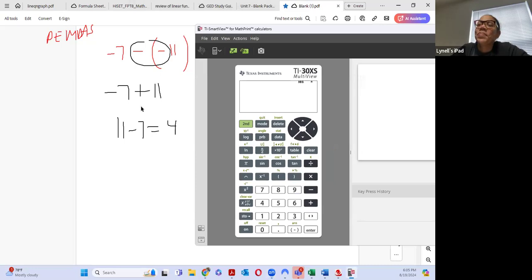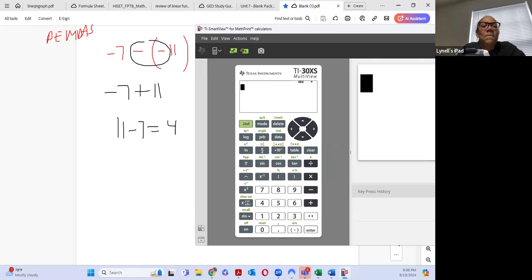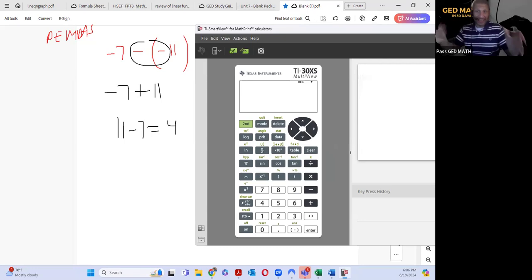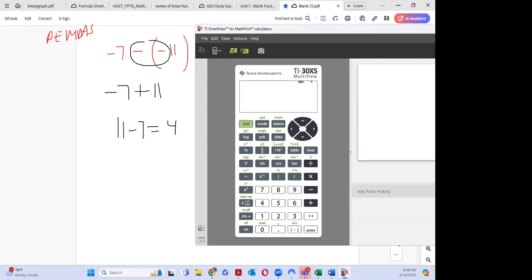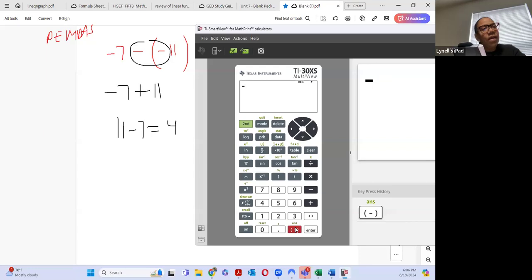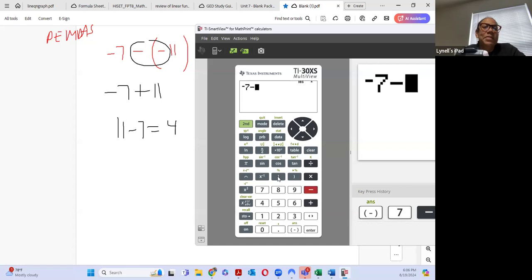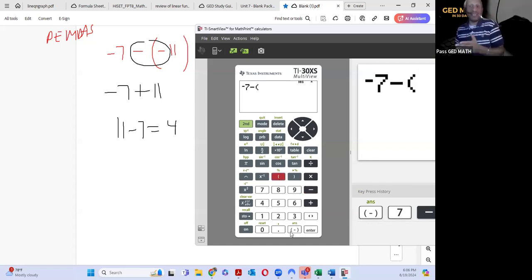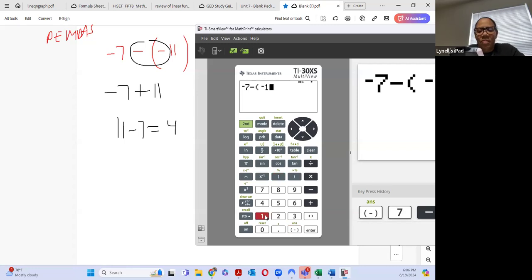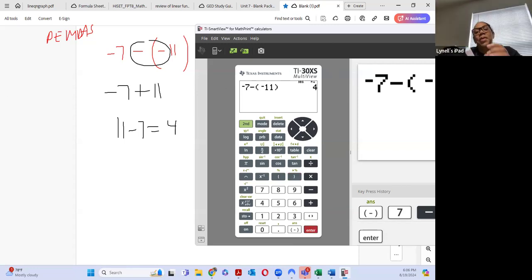First of all, it starts with -7. Remember the rules with this calculator. If the first thing you see in the expression is a negative, or if the negative is in parentheses, you're going to use the negative next to enter. So hit the negative next to enter, hit your 7, then hit your subtraction sign, then your parentheses, then hit the negative next to enter, because remember, if it starts with a negative or the negative is in parentheses, use that one. 11, close your parentheses, and press enter. 4. There you go.